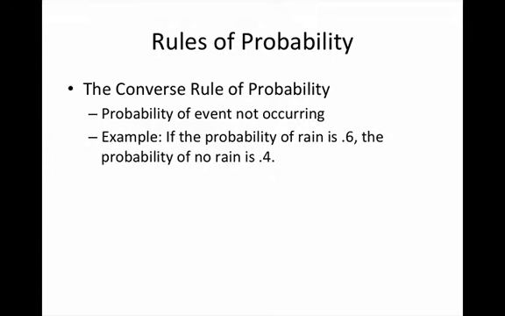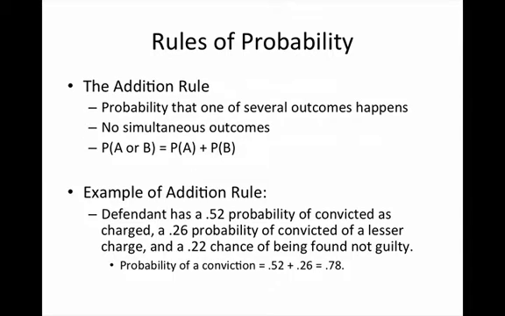The first is the converse rule, and this concerns the probability of an event not occurring. So if the probability of rain is 0.6, the probability of no rain is 0.4. So this is very, very easy. A probability is bounded by an upper value of 1.0. So the probability can never be greater than 1 or less than 0. So if I know that the probability of any event is a certain value, then the probability of that event not happening is 1 minus that value. So this is very intuitive.